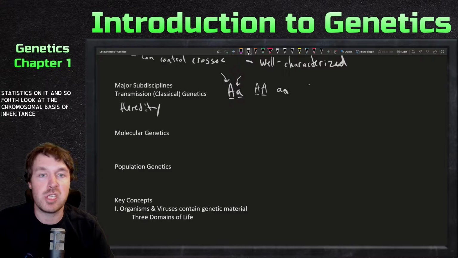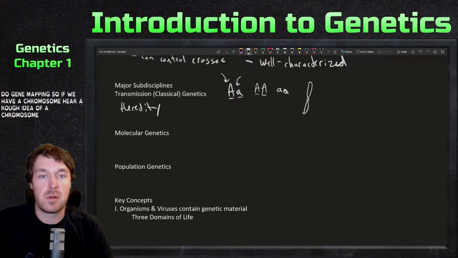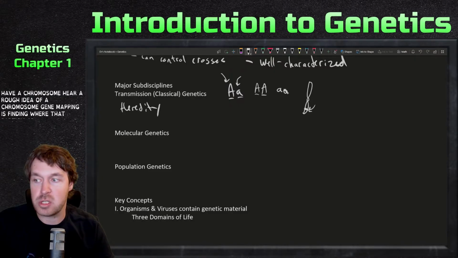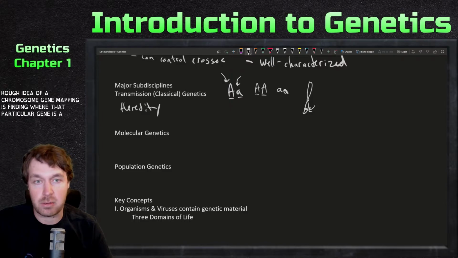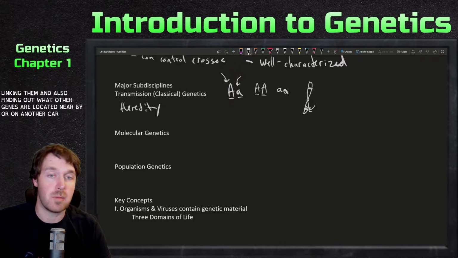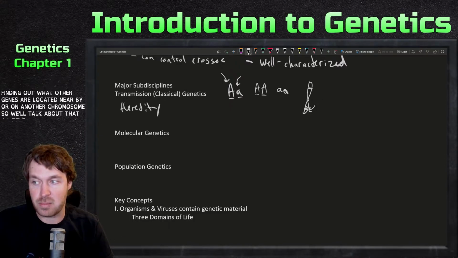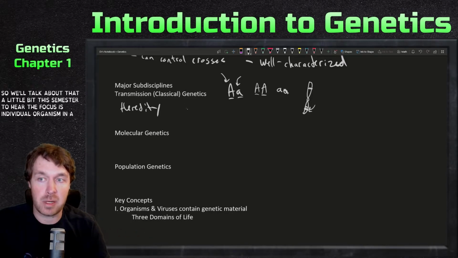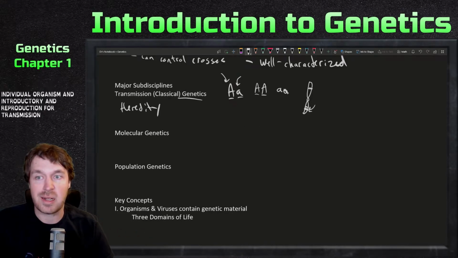You can also do gene mapping. If we have a chromosome here, a rough idea of a chromosome, gene mapping is finding where that particular gene is on that chromosome and then linking them, and also finding out what other genes are located nearby or on another chromosome. So we'll be talking about that a little bit this semester too. Here the focus is the individual organism and reproduction for transmission classical genetics.